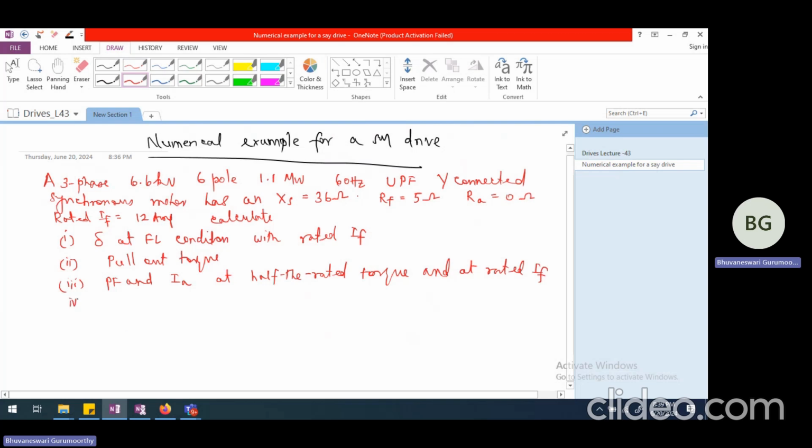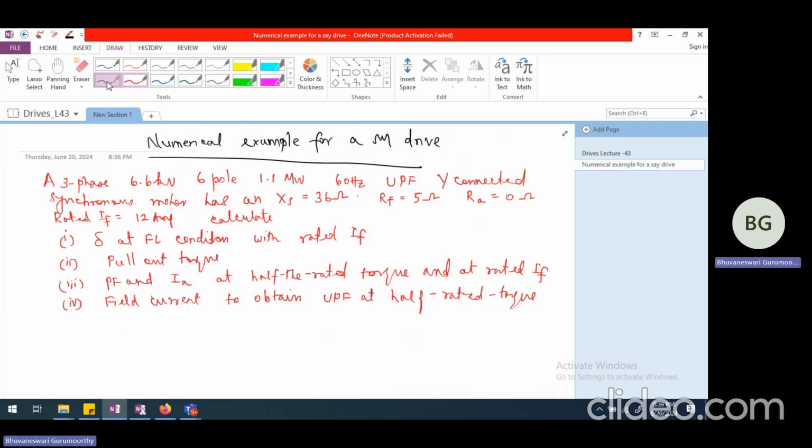The fourth one is the field current to obtain unity power factor at half rated torque. So these are the 4 subdivisions that are being asked. Now let us work out the solution for this.